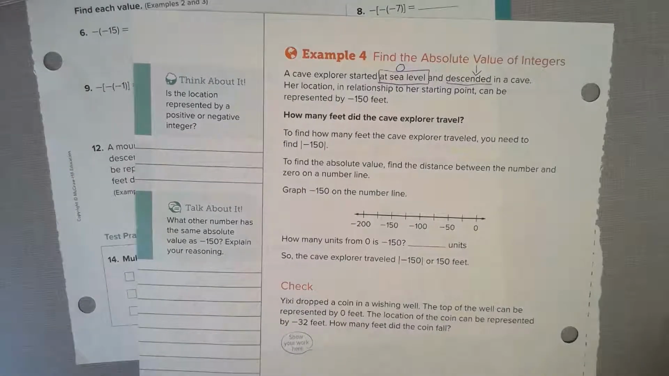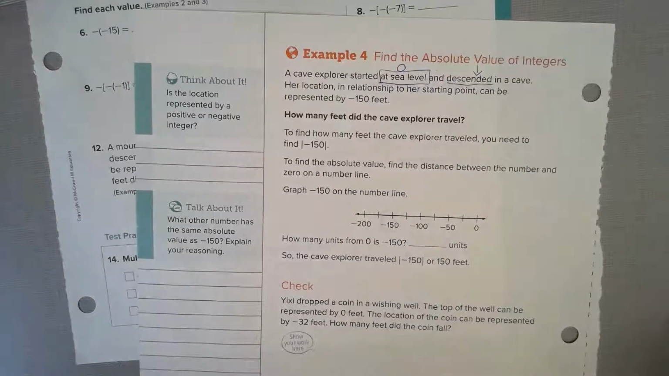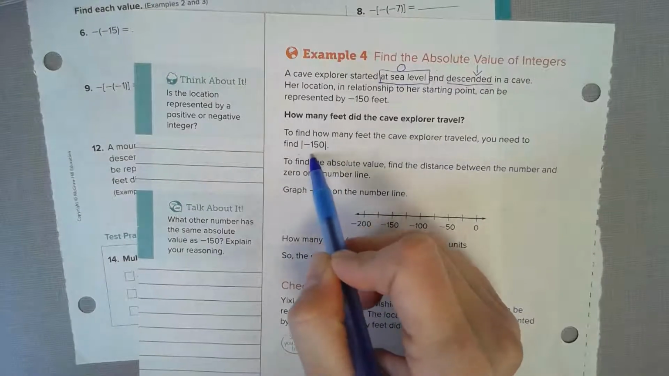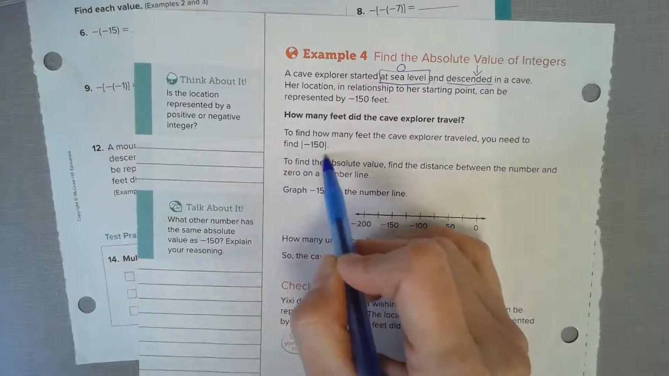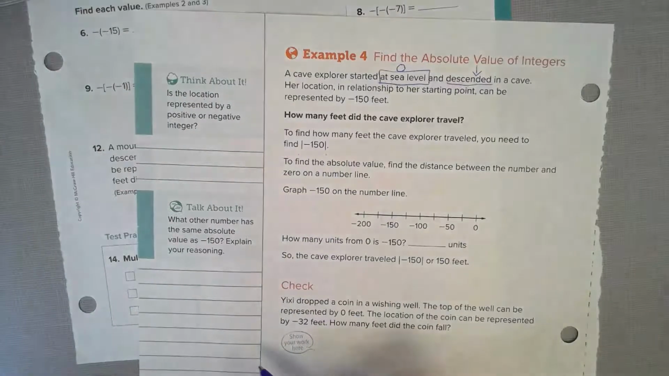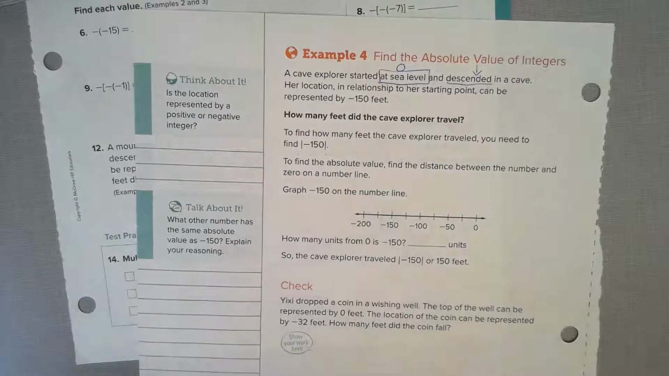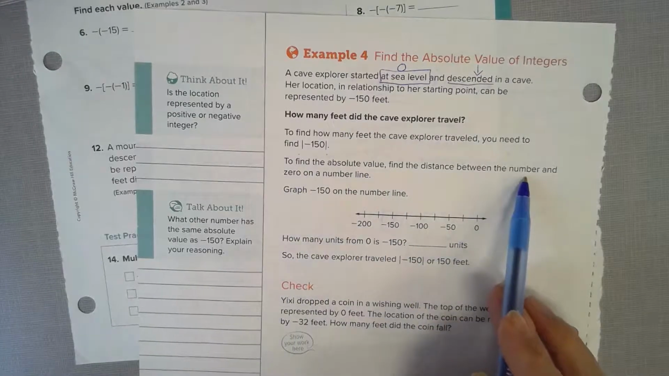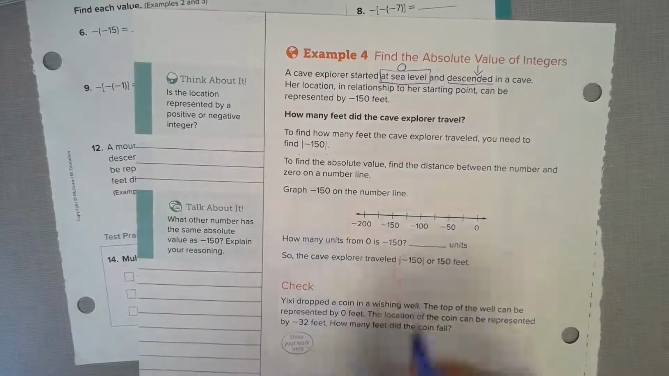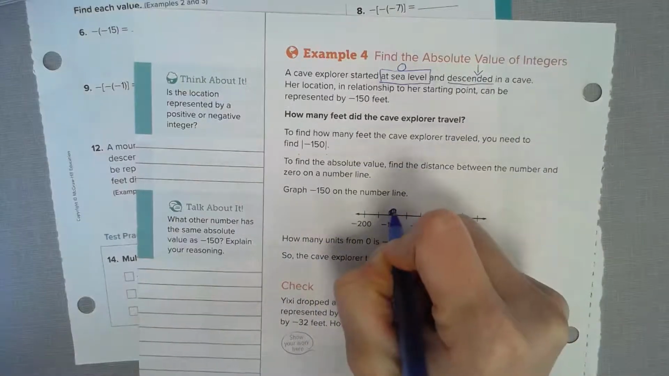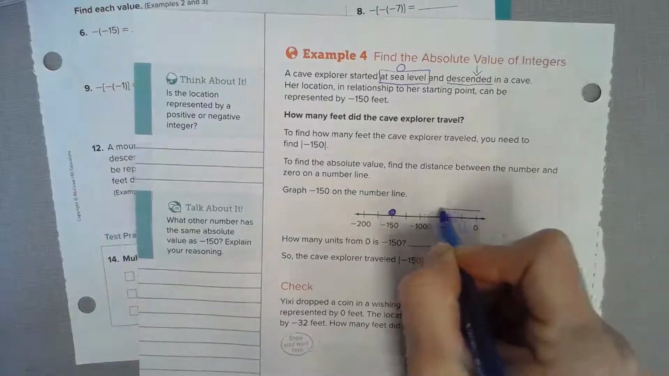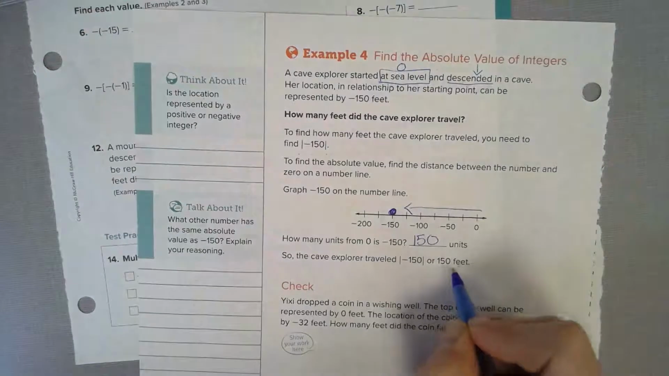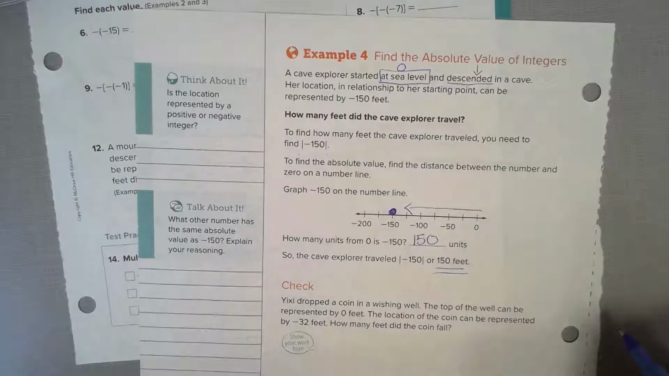How many feet did the cave explorer travel? To find how many feet the cave explorer traveled, you need to find the absolute value of negative 150. Anytime you see these bars, that means absolute value, the distance from 0. It says to find the absolute value, find the distance between the number and 0 on the number line. Go ahead and graph negative 150. How far away is that from 0? It's 150 units. So the cave explorer traveled 150 feet.